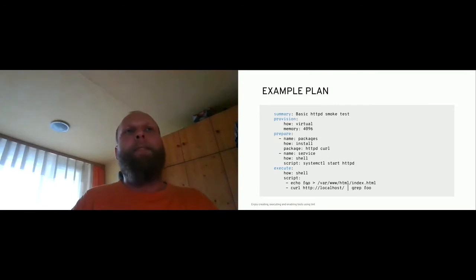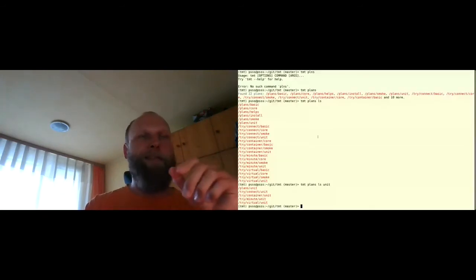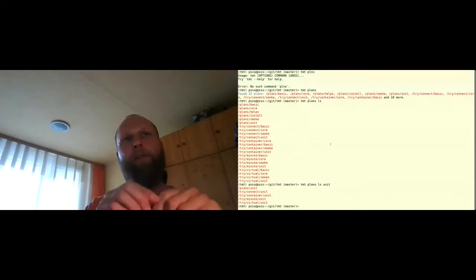So the tmt plans subcommand is used for maintaining plans. So that means level two metadata. If I'm in the tmt repo, you would see there are 22 plans. With tmt plans list, you can list them. You can filter by regular expression, for example, smoke tests or unit. You see, we have plenty of plans here because we try all the combinations in different environments.